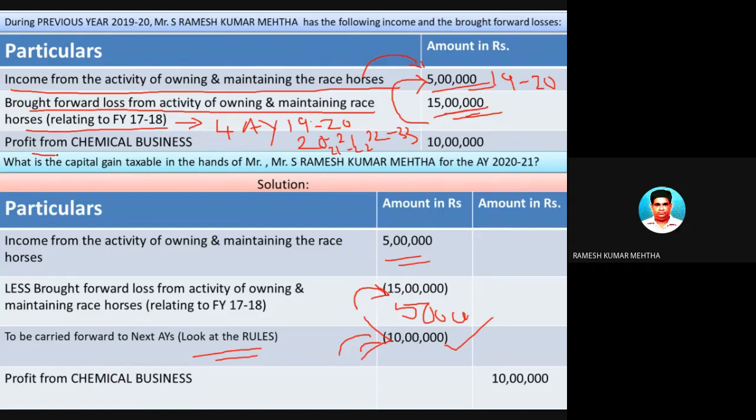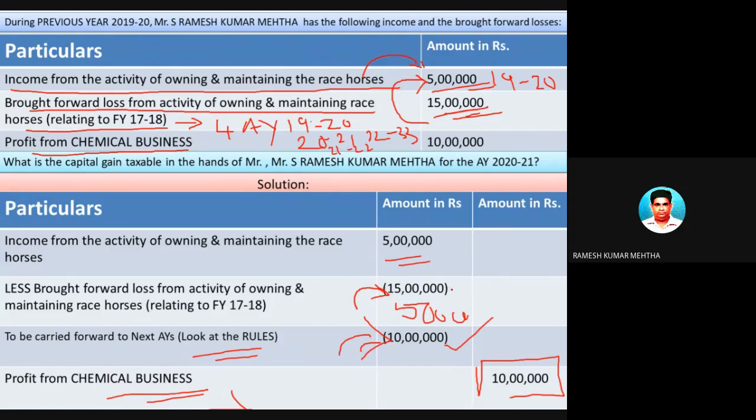Number 3, profit from chemical business. So this person was doing a chemical business, and he earned a profit of 10 lakh rupees from that chemical business. So under the head of income business profits and gains from business or profession, he has 10 lakhs of profit. So the total income of Ramesh Kumar Mehta for the financial year 2019-20 is 10 lakh rupees.